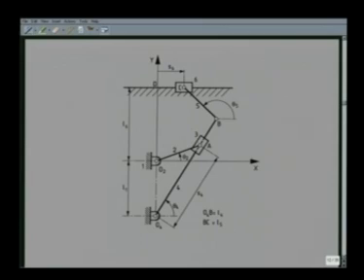It has 6 links, namely the fixed link 1, input link 2, which is the line O2A, then this block which is link 3, and the slotted lever link 4, the tool holder link 6, and the link connecting the slotted lever with the tool holder, that is link number 5. So, there are 6 links with 2 sliding pairs, one between 1 and 6 and the other between 3 and 4.